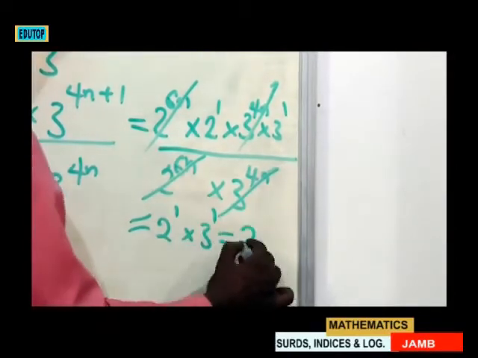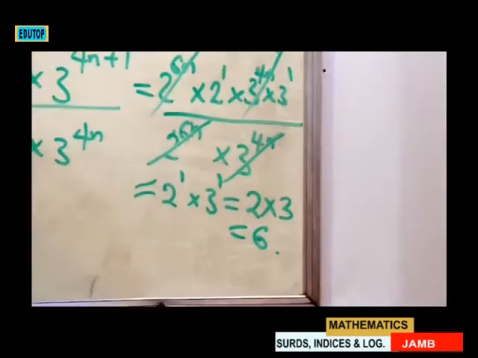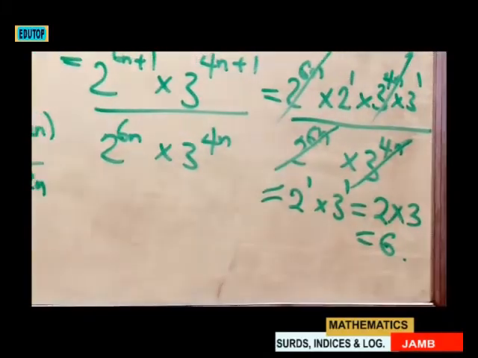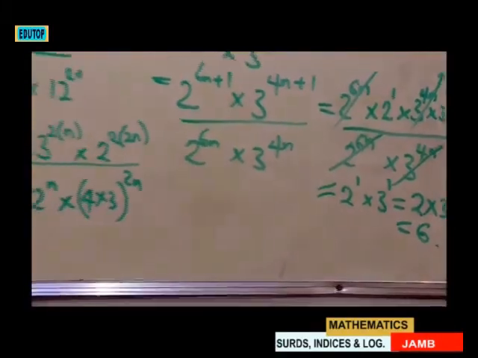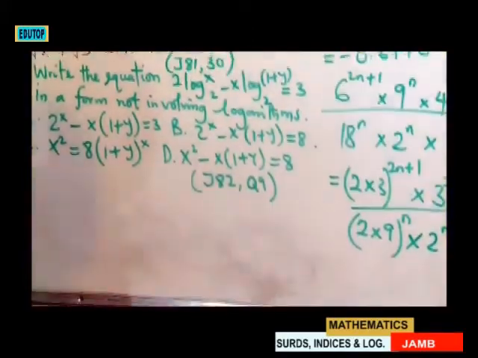And 2 raised to power 1 is what? 2. 3 raised to power 1 is what? 3. So 2 times 3, 6. So I have 6. So let me see the one that will correlate with that in my option. So option D is the answer to this particular question.